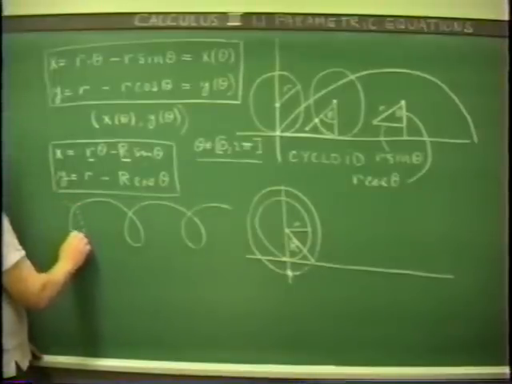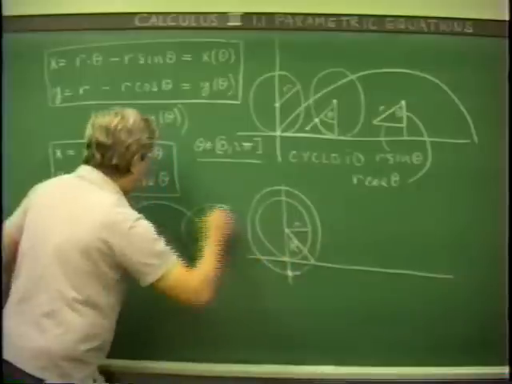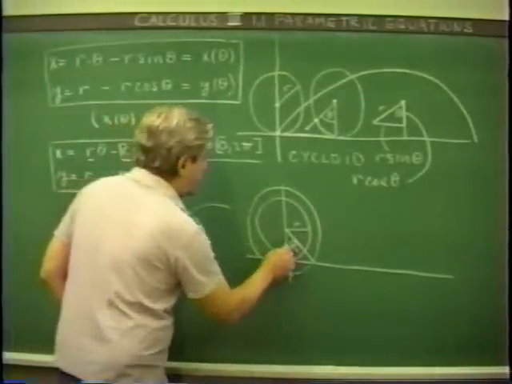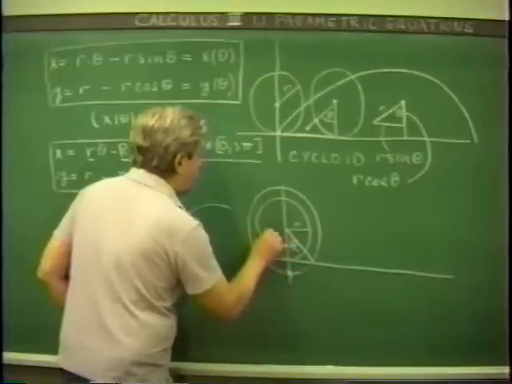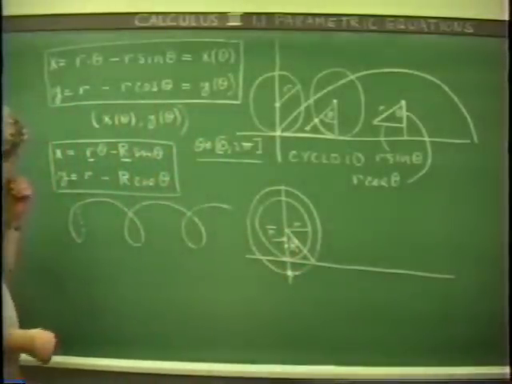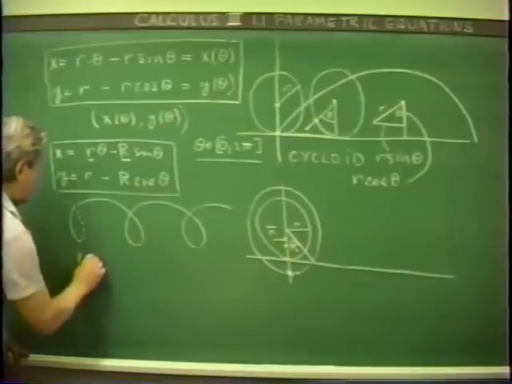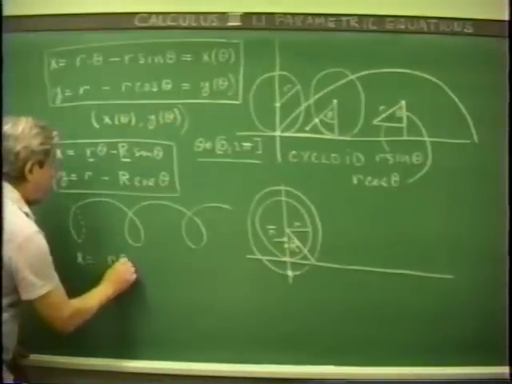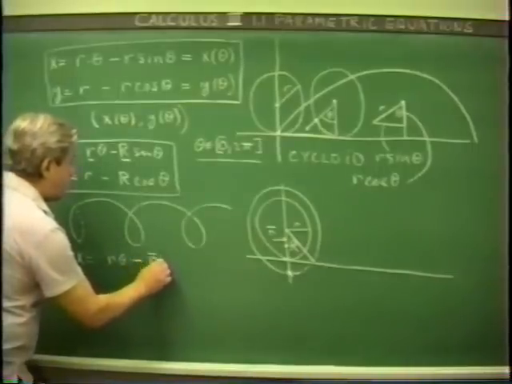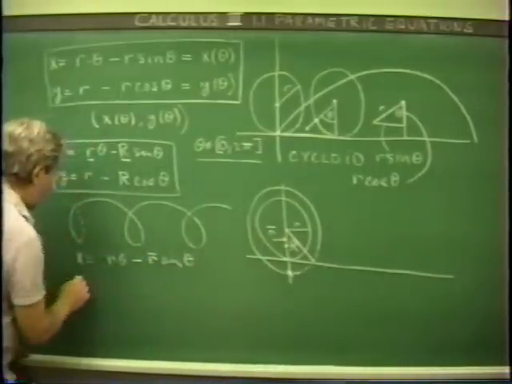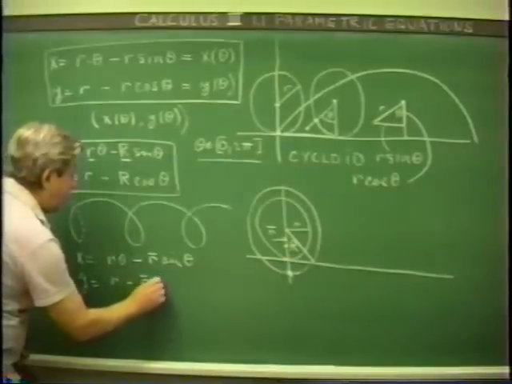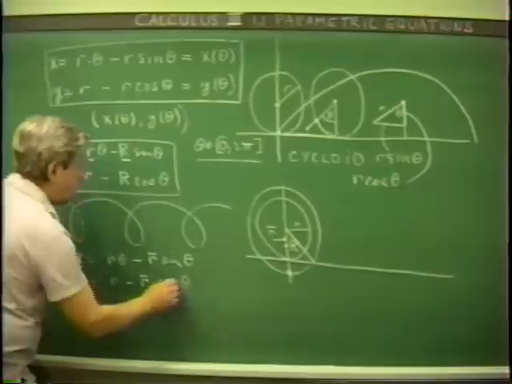Starting at time zero, this point actually backs up and then moves forward in a motion that looks like this. We wish to follow this point here at a radius r bar. Then x would be equal to r theta again. r theta is the position of the center, minus r bar sine theta. And y would be equal to r minus r bar cosine theta.